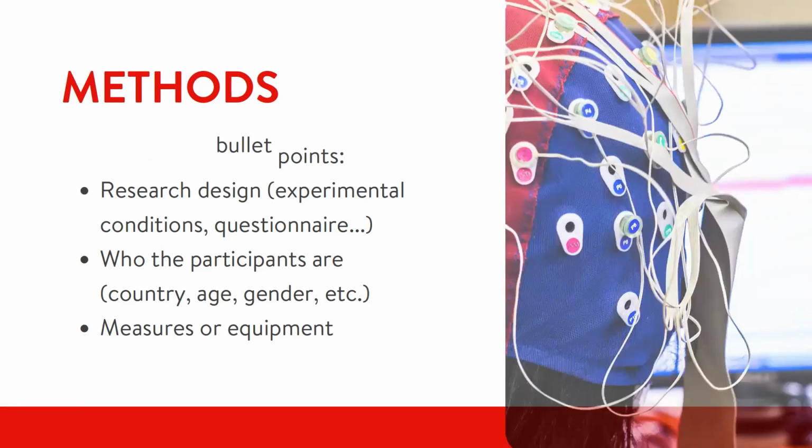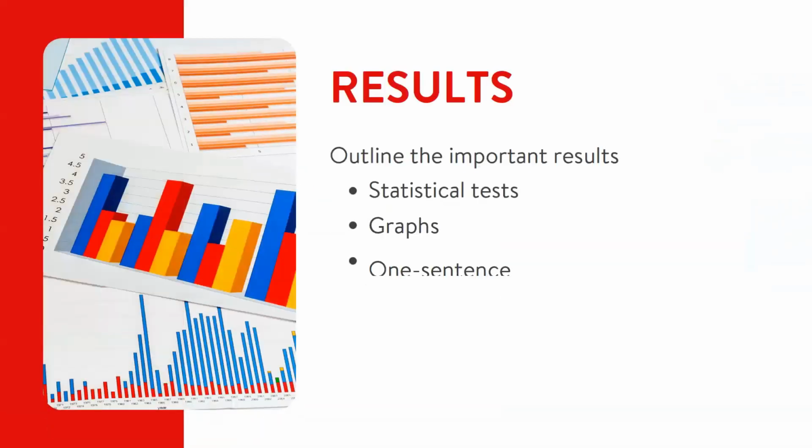The next section is generally the results. This does what it says on the tin. You just outline the most important findings from your study. In most cases, you want to take those key results and report the statistical tests. For example, if you were just measuring the averages, then you want to report those averages.